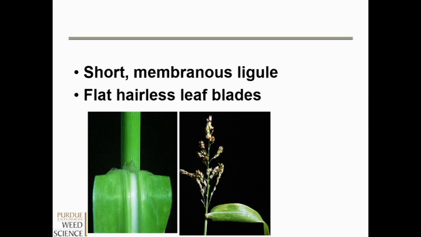Okay, we'll go through just a couple more here, and then we want to open up the floor if there's any questions in kind of the last 5 minutes. So we have a short membranous ligule. It's going to have a round stem. We're going to have a short membranous ligule, flat hairless leaf blade, and if you remember our discussion of the seed heads, this is going to have an open panicle type of a seed head. So what is this one? Okay, this one is going to be either Johnson grass or shattercane, and in this case, this one is shattercane.